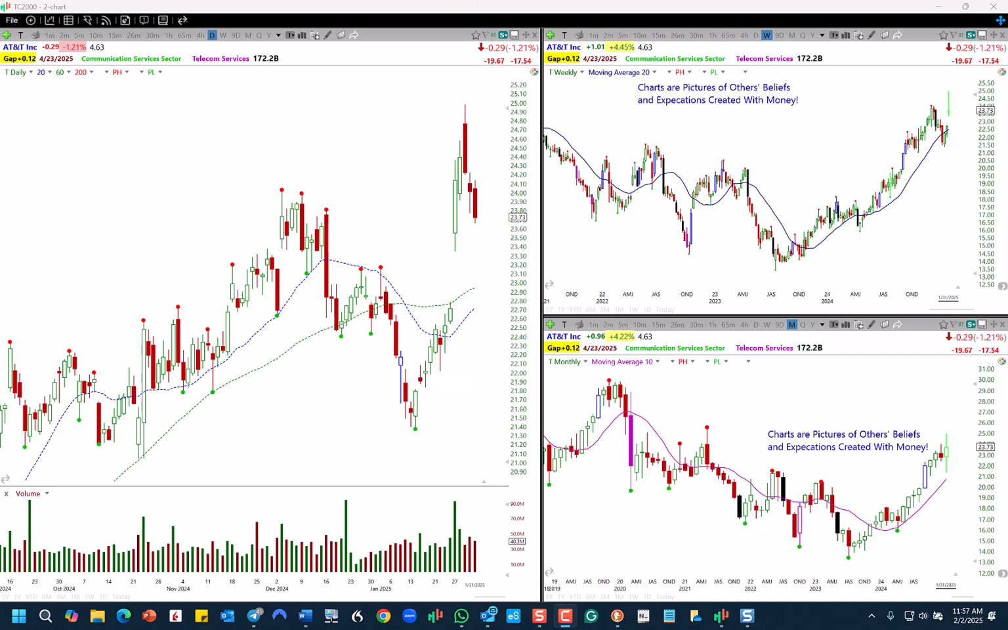Hello, traders. Let's talk about creating a bias. And I've got charts here, multiple time frames. I'm going to talk about how I created them and putting them together and how you could use them.